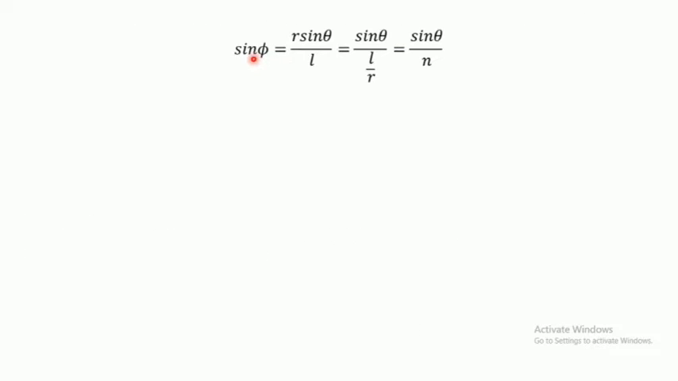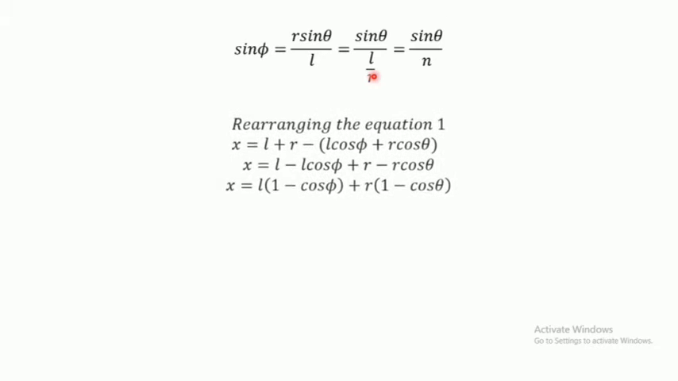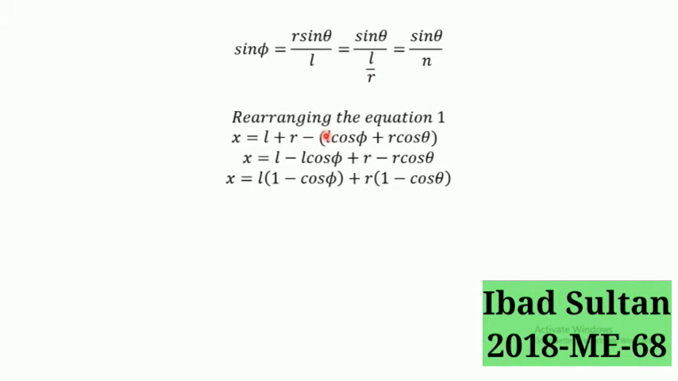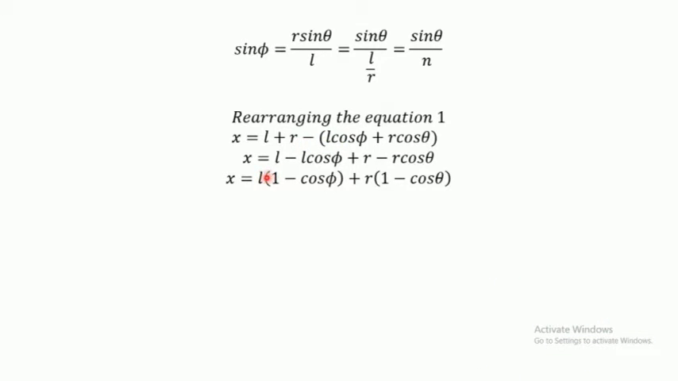Now we have the equation sin phi is equal to sin theta over n, where n is the ratio of connecting rod length over crankshaft length. Rearranging equation 1, keeping the values of L on one side and R on the other side. Now get the common L from the first two values and R from the second two values. Now rearrange both and get common R from the whole equation, and we get a final equation: x is equal to R into L over R times 1 minus cos phi plus 1 minus cos theta.